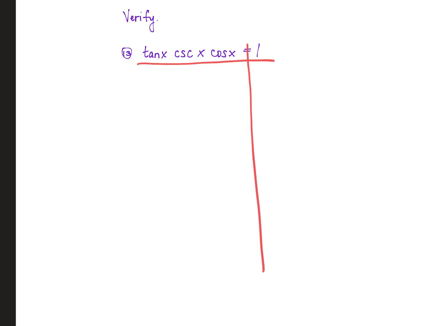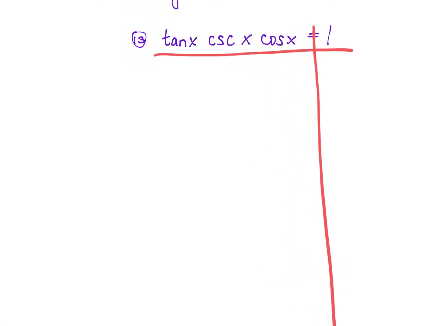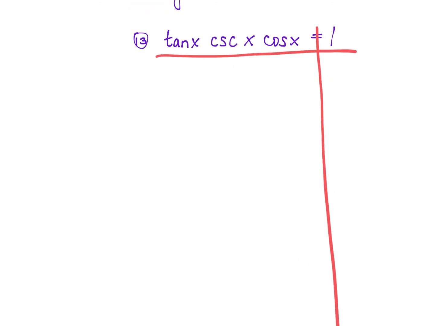All right, so 13. The left side looks a little bit trickier, so let's start with that. What should I do first? Get everything in terms of sine and cosine. All right, let's put everything in terms of sine and cosine. So tangent is sine over cosine. Remember, I'll give you the trig identities for tomorrow, so you don't have to remember them, but just make sure you know how to apply them. Cosecant would be 1 over sine, and cosine is just cosine, but I'll put that cosine over 1.